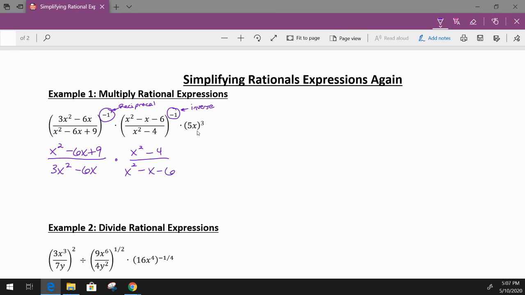The last one I have here, I have a multiplication sign again, and we have 5x to the third power. So both the 5 and the x must be taken to the third power. So if I take 5 to the third power, I get 125. If I take x to the third power, I get x to the third. So that's what I have when I eliminate those exponents. Once I simplify those exponents that are on the outside, I'm here at this point. All right, so now I want to factor anything that can be factored.